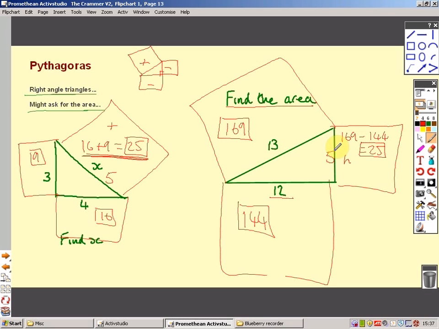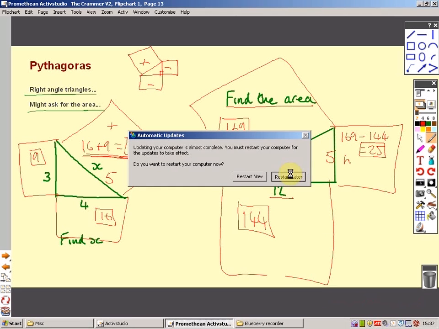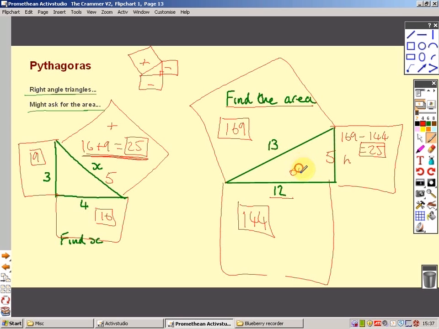The question was though, find the area. Now if I'm finding the area, I'm going to have to do base times height and then halve it. So 12 times 5. 12 times 5 is 60. And then I've got to do 60 divided by 2 equals 30. So the area would be 30. I've not put any units in here, but maybe it was 30 meters squared or centimeters squared. Don't forget to put your units in if they're given to you in the question.